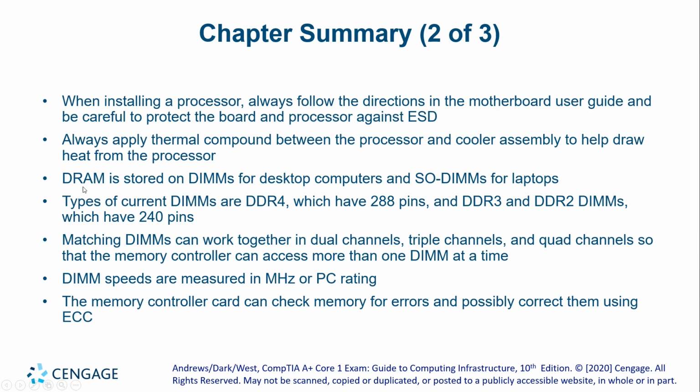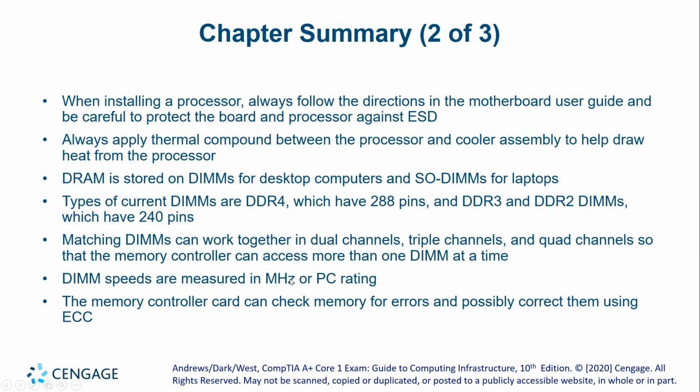Dynamic RAM is stored in DIMMs. DIMMs for laptops. The current type of DIMMs is DDR4, which has 288 pins. That you need to know, by the way. DDR3 and 2 have 240 pins. Matching DIMMs work together as dual, triple, or quad channels. They need to match, and it's a good idea even to use the same manufacturer.